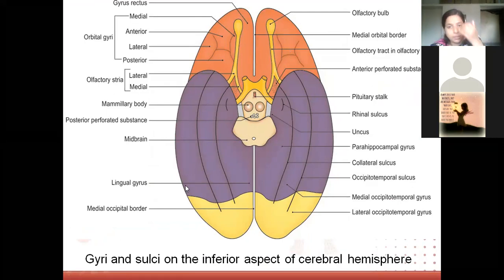In the tentorial part, the names of the sulci will be the same as what we found on the medial surface: occipitotemporal sulcus, and this is collateral sulcus. The gyri are medial occipitotemporal gyrus, lateral occipitotemporal gyrus, and this is parahippocampal gyrus. As you move more medially, this area is called rhinal sulcus. This is occipital lobe, which is shown in yellow color here.